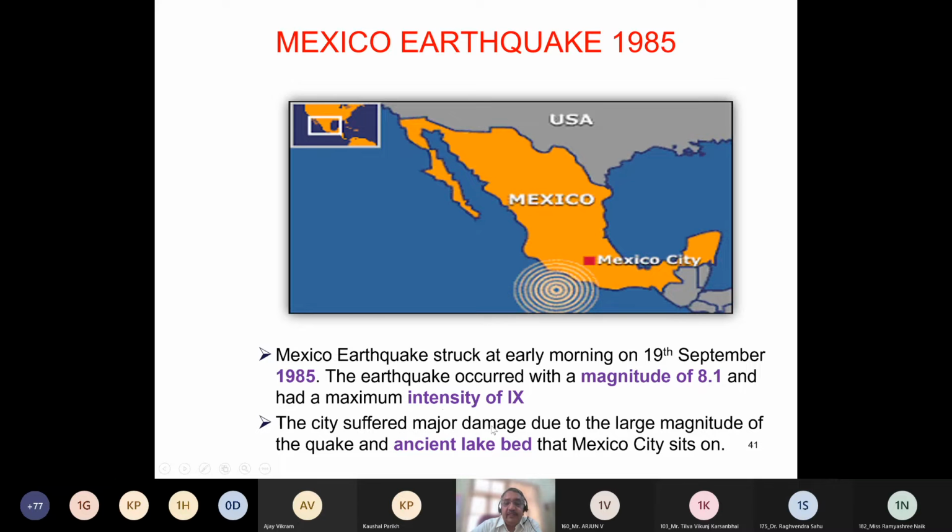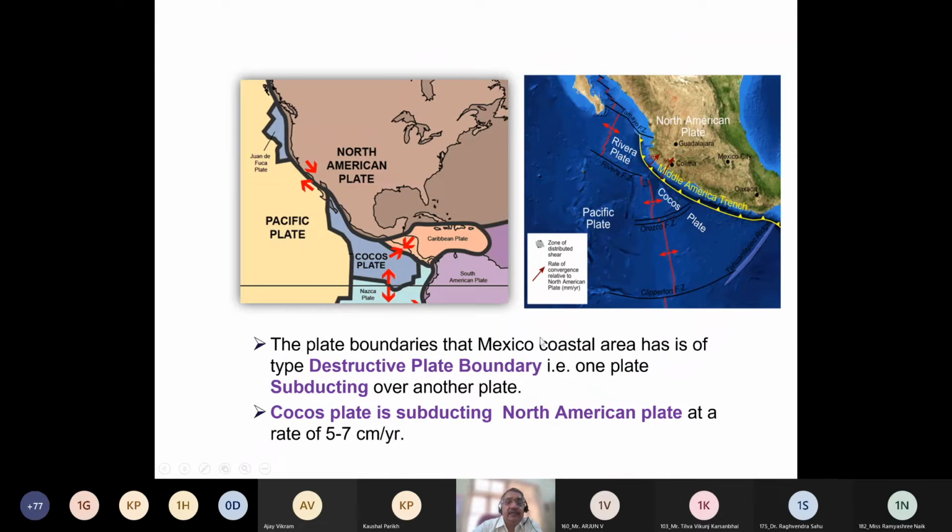The city suffered major damage due to the large magnitude of the earthquake, and also the ancient lake bed that Mexico City sits in. The epicenter of the earthquake is quite far from Mexico City, as you can see here.